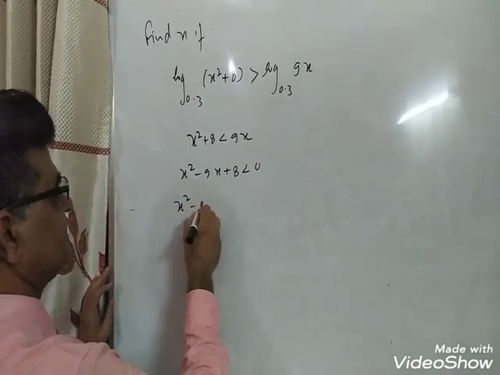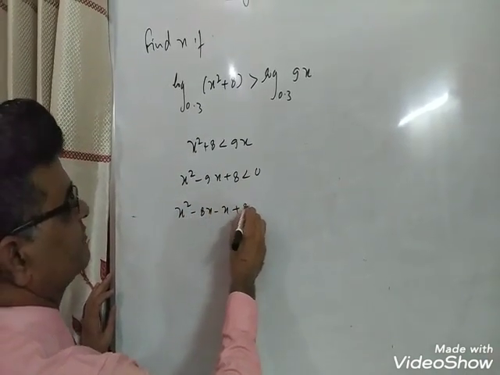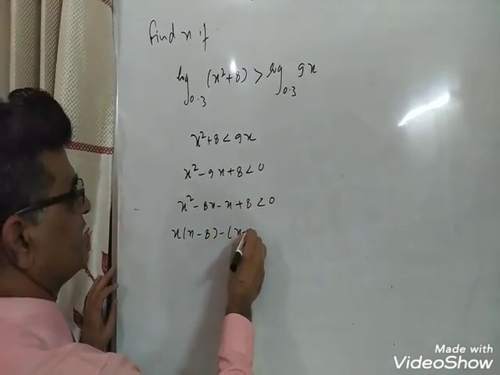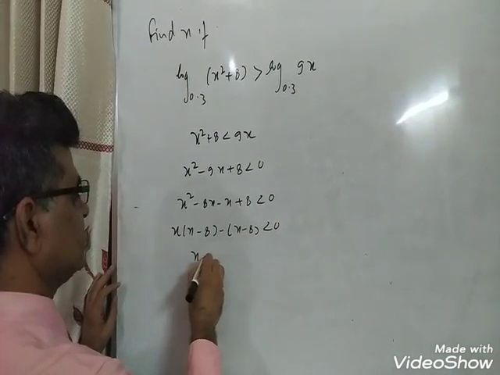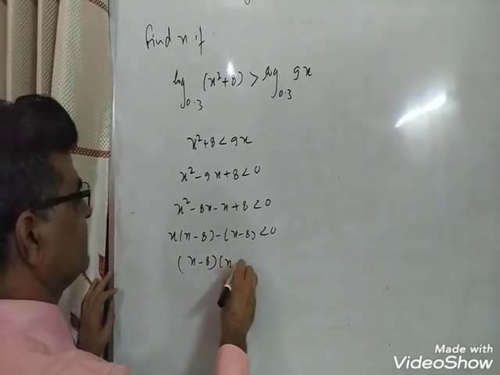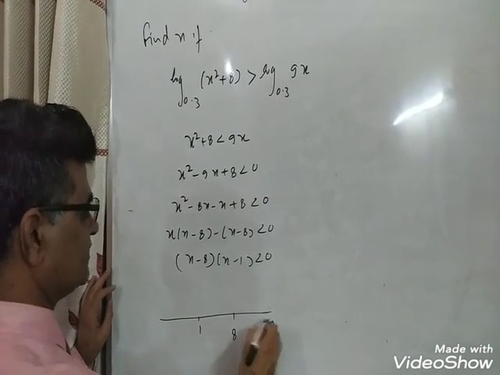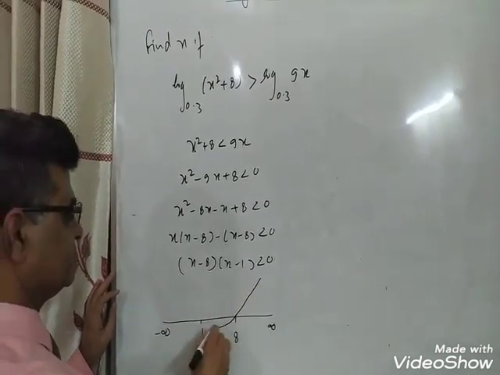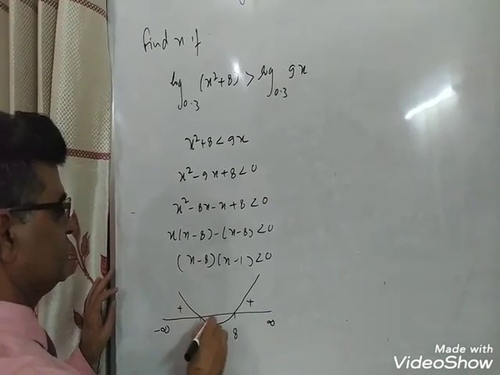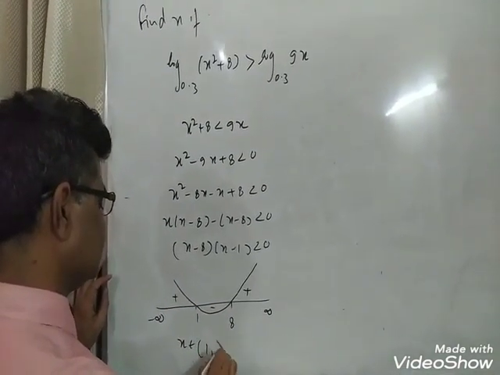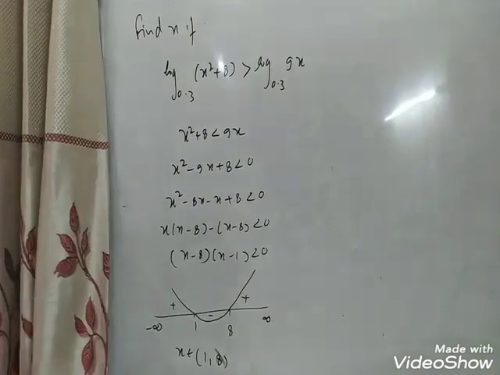So x square minus 9x plus 8, we are factorizing it. So x minus 8, x minus 1 less than 0. We are using the wavy curve method to find the solution of this inequality, as we have discussed in our earlier video. So you can see that x is in between 1 to 8. So this is the answer in this case.